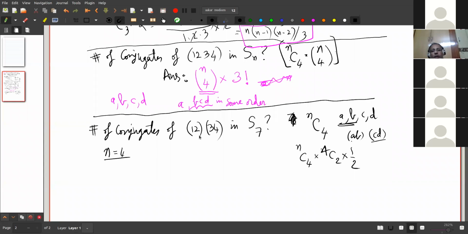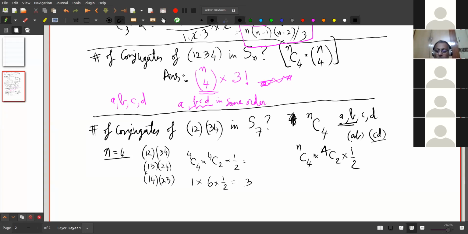Can somebody tell me, please, how many of these are there for n equal to 4? 3. 1, 2, 3, 4. It's just a question of what you put with 1, that's all, right? The other thing is determined. So here we get 4C4... 4C2 into 1/2, which works out to be 1 cross 6 cross 1/2, which is 3. It seems to give me the right answer.